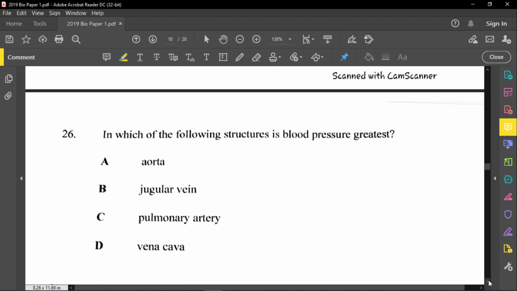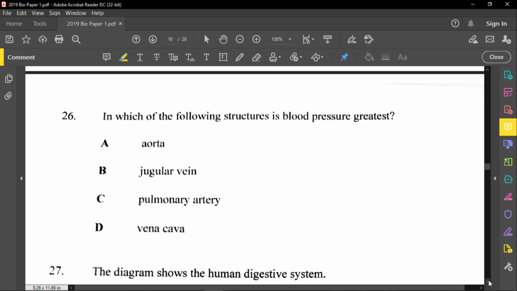Okay, number 26. In question number 26, it says, in which of the following structures is blood pressure greatest? Right off the bat, you need to remember that arteries will have the greatest pressure. Now, we have two arteries here, the aorta and the pulmonary artery. The jugular vein and vena cava are two veins. But let's decide between the aorta and the pulmonary artery, which one has the greatest pressure.